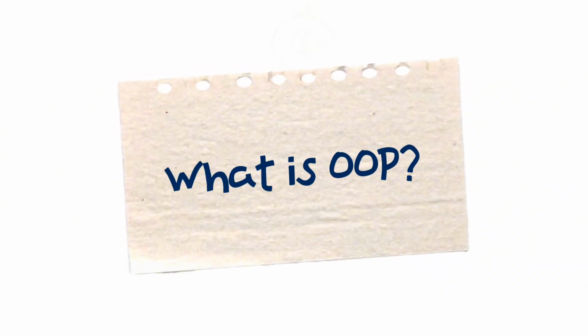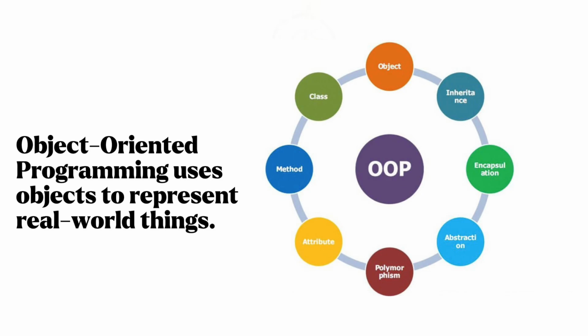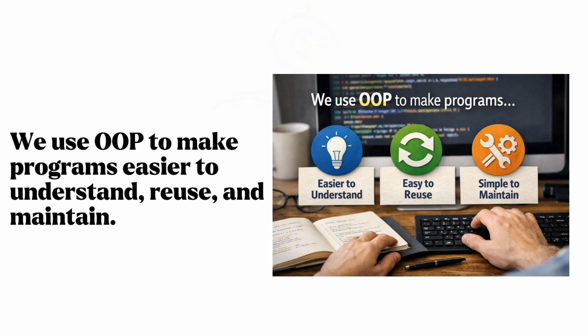What is OOP? Object-oriented programming is a programming approach that uses objects to represent real-world entities. Why do we use OOP? We use OOP to make programs easier to understand, reusable, and easier to maintain.